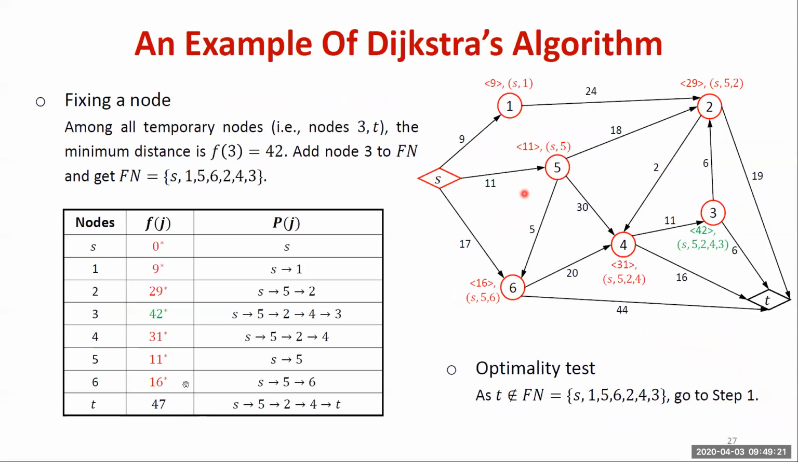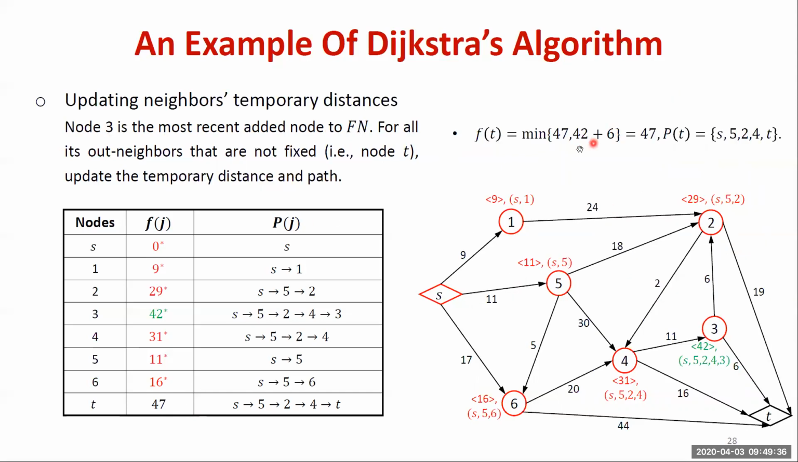Here, be careful: in the previous iteration, t is already 47. But what do I get with the new distance? I get from S to 3 first, which costs 42, and then from 3 to t, which costs 6. So the total distance of the new path is 48. And 48 is greater than 47. So the previous path wins, and you're not going to update it. You keep the previous one, which is S to 5 to 2 to 4 to t.